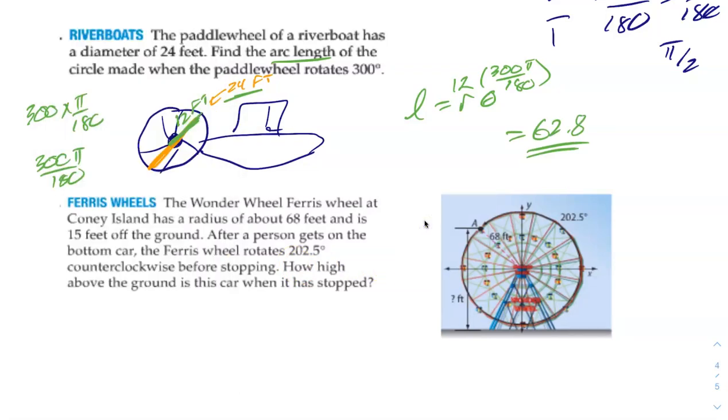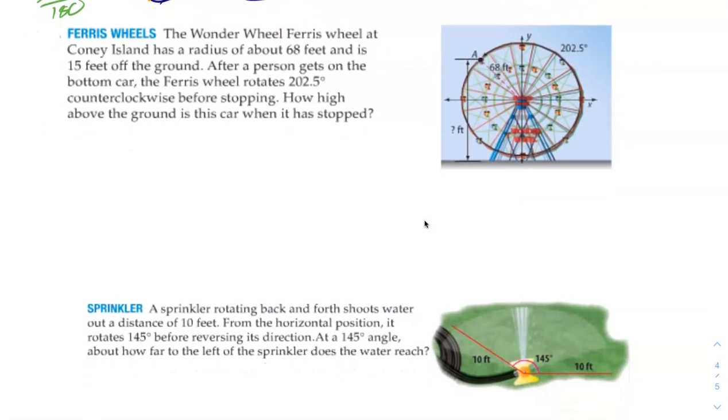Anyway, so we get 62.8. That's the length of the arc. That's the length of the arc made by the circle, made by the paddle wheel. Let's see the next one.